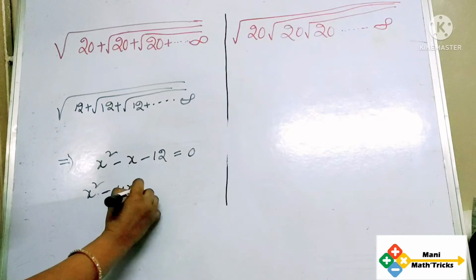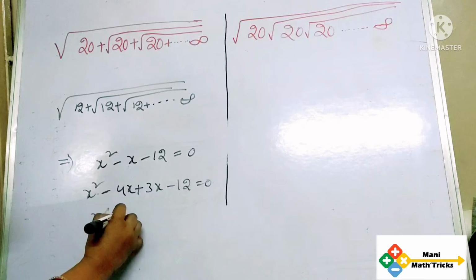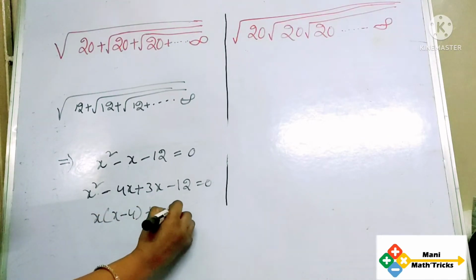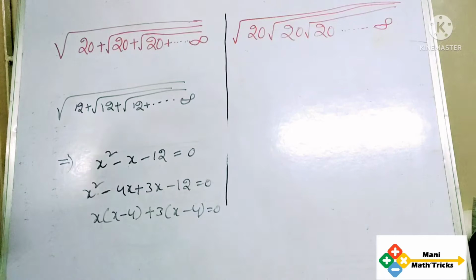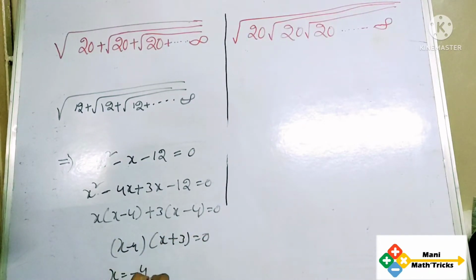Now let's find the factors for this. x square minus 4x plus 3x minus 12 is equal to 0. Take x as common: x minus 4. Take 3 as common: x minus 4 is equal to 0. Now take x minus 4 as common, then x plus 3 is equal to 0. x is equal to 4 and x is equal to minus 3. The x value cannot be negative, so the answer will be x is equal to 4. In this way we can easily find these infinite series problems.